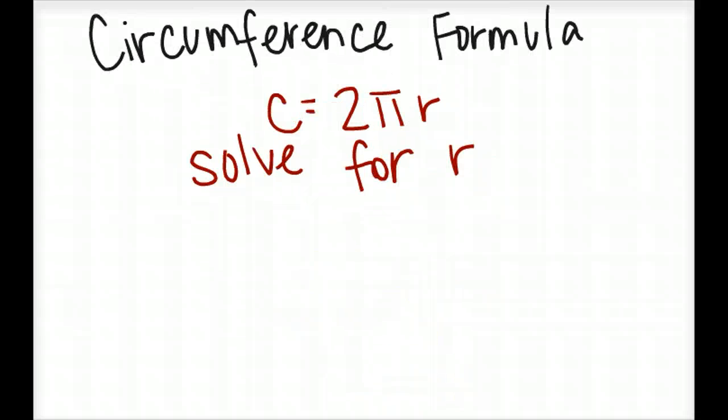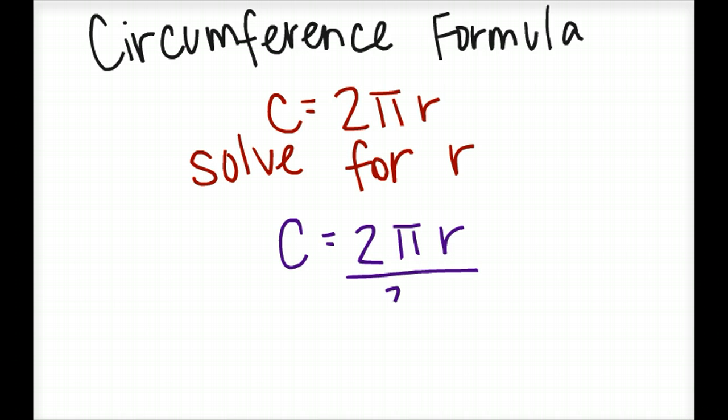Our second example is the circumference formula. C equals 2 pi r. So that's circumference equals 2 times pi times the radius. It's asking us to solve for the radius. So given C equals 2 pi r, if we're going to solve for r, then we need to isolate r. In order to isolate r, we need to get rid of 2 pi. So we'll divide both sides by 2 pi.